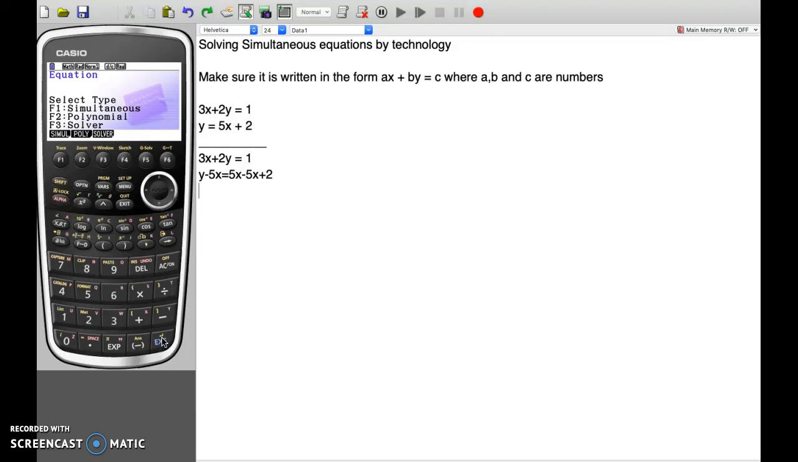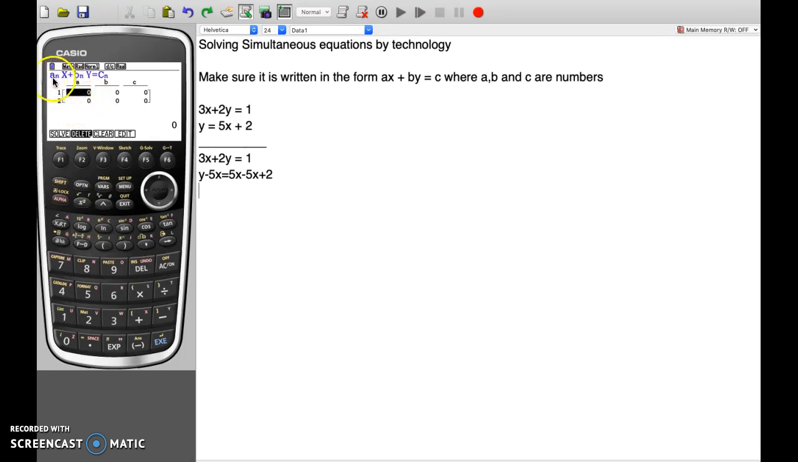Now you're solving a simultaneous equation, so you're going to go F1. Then it says, well, how many unknowns do you have? Well, here's our system of simultaneous equations. You have x and y. You have two unknowns, all right? You have two variables, two unknowns. So you're just going to push the number underneath 2. And then you get this screen. And this has space for two equations.